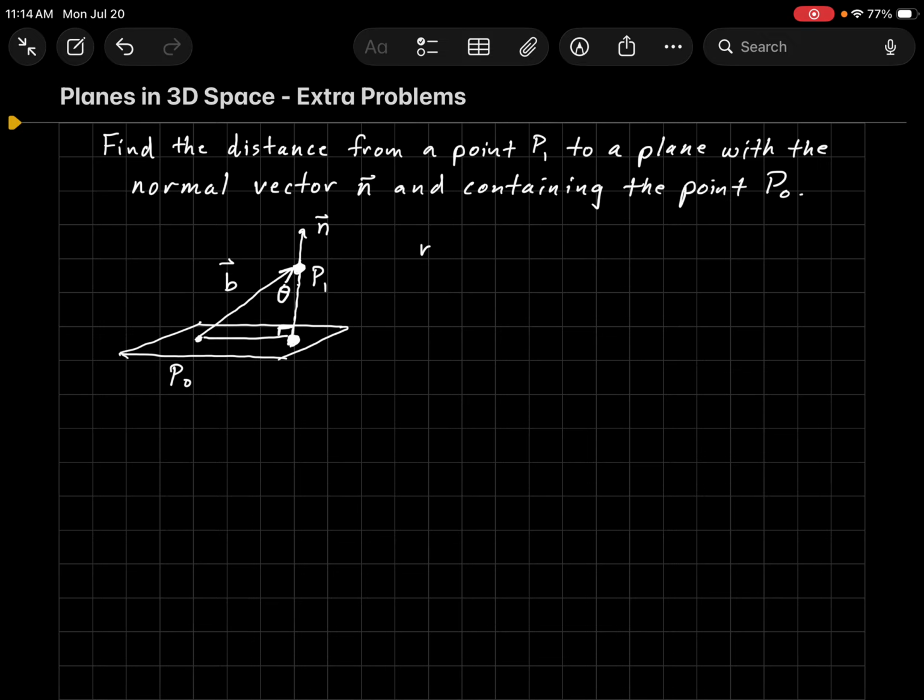So let's define a few things. We'll say that the normal vector is ABC, and then P1 will be the point x1, y1, z1, and then P0 will be the point x0, y0, z0.